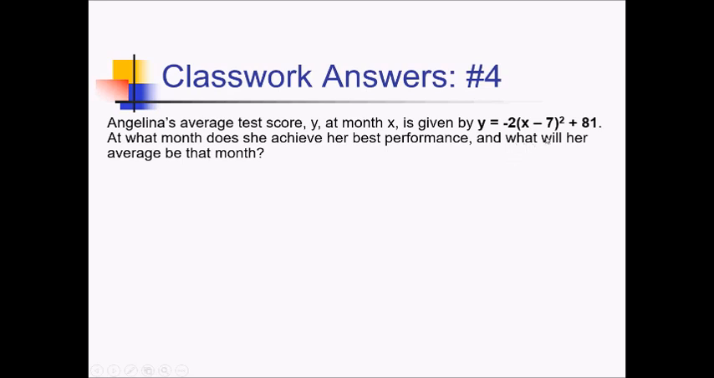So the x value of our vertex is whatever I'm subtracting from x inside this squared parentheses. Since I'm subtracting 7, that means the vertex value of the x is 7. And then the y value of the vertex is whatever I'm adding outside the squared parentheses. So that's 81 in this case. So now the input here, the x, this gives us the month at which Angelina gets her best test score average. So that's going to be 7 months at the time that this happens at. And then her actual score is given by the output value of the vertex, the 81 here. So that's 81 points for the y value of that vertex.